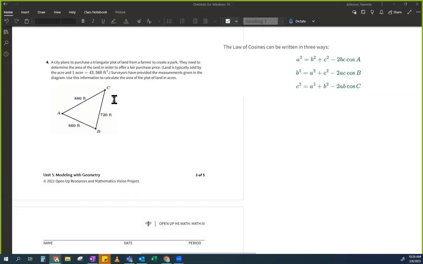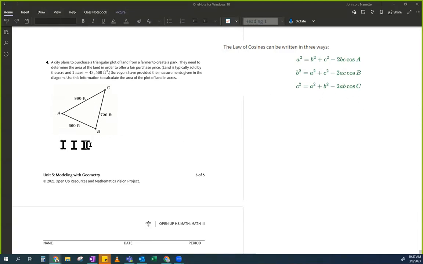So we're going to do 5.8, number 4. It says a city plans to purchase a triangular plot of land from a farmer to create a park. They need to determine the area of the land in order to offer a fair purchase price. Land is typically sold by acre, which is about 43,560 square feet. Surveyors have provided the measurements given in the diagram. Use this information to calculate the area of the plot of land in acres.